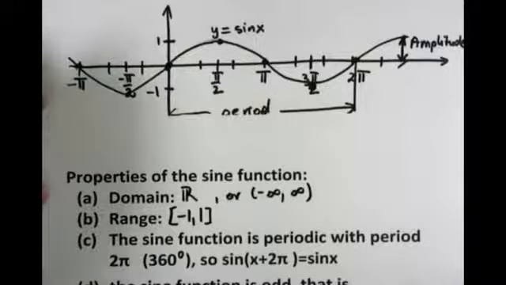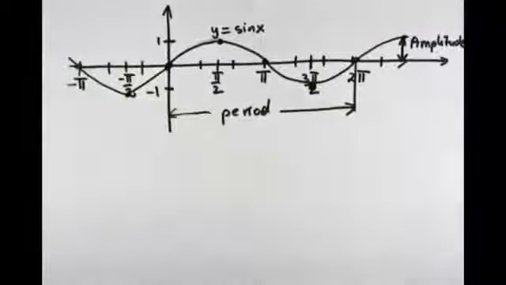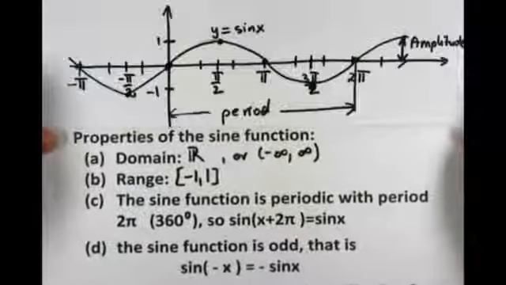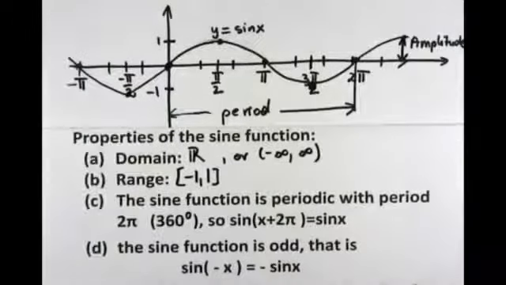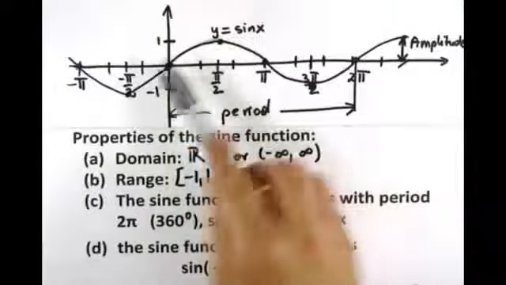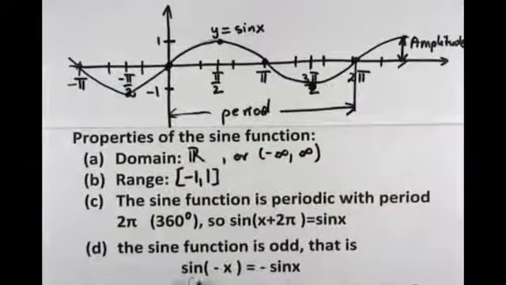And then we have that the function is odd. The function is odd, symmetric about the origin, and by the definition of an odd function, sine of minus x is equal to minus sine x.